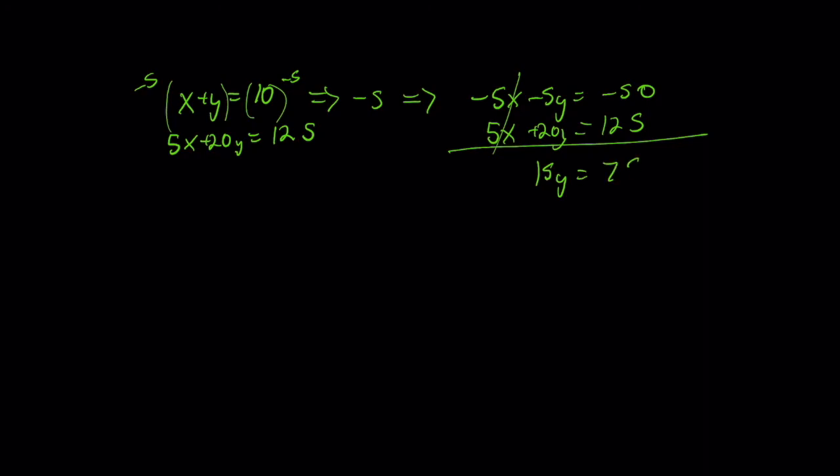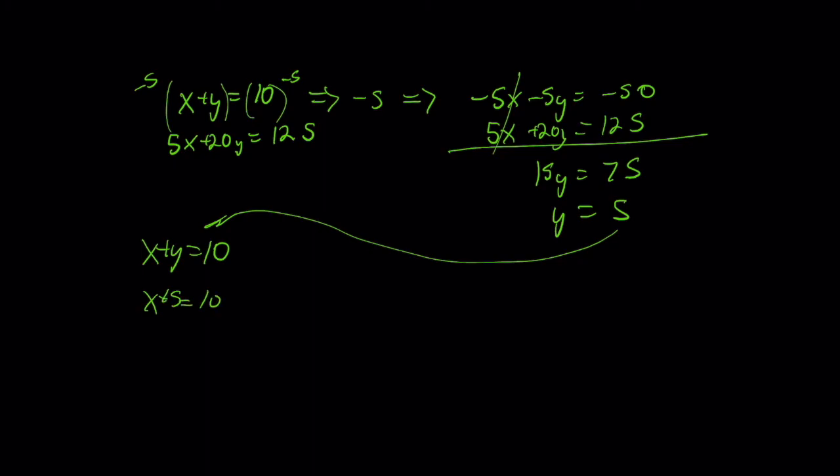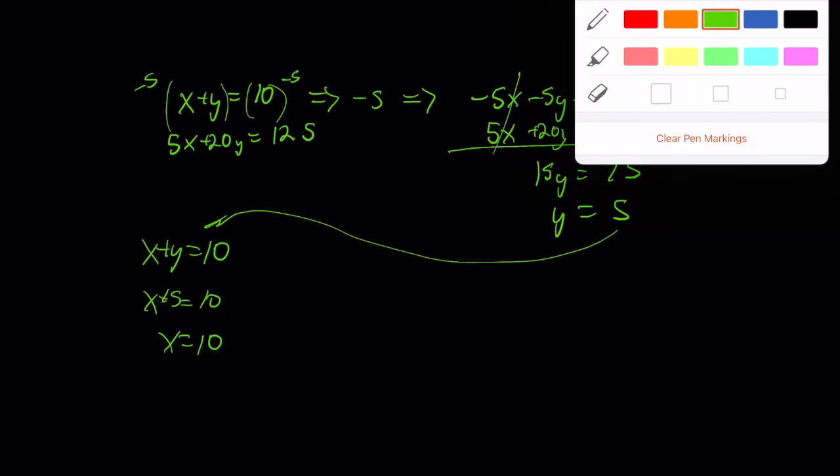So y equals 5. Well, I knew that x plus y equals 10. So I can substitute that back in. I've got x plus 5 is 10. So x is 10. Whoop, talking too fast. So x is 5.